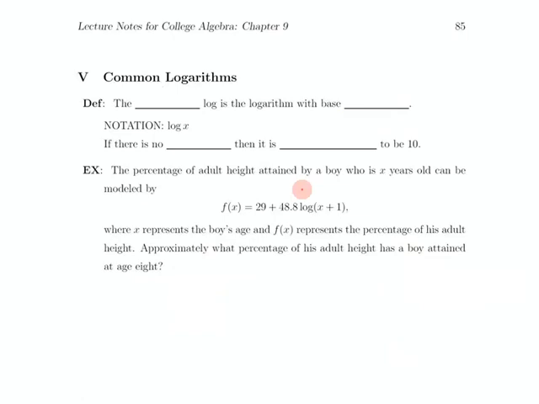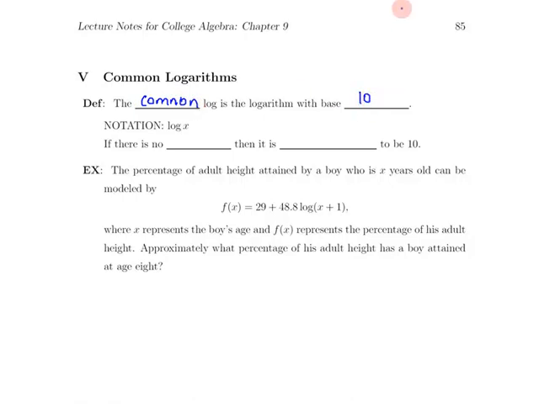I alluded to this earlier, but there's a couple of logarithms that are more used than others, especially because your calculator knows these two types of logarithms. We have something called the common logarithm, and we're going to look at one called the natural logarithm. A common log is the logarithm with base 10.